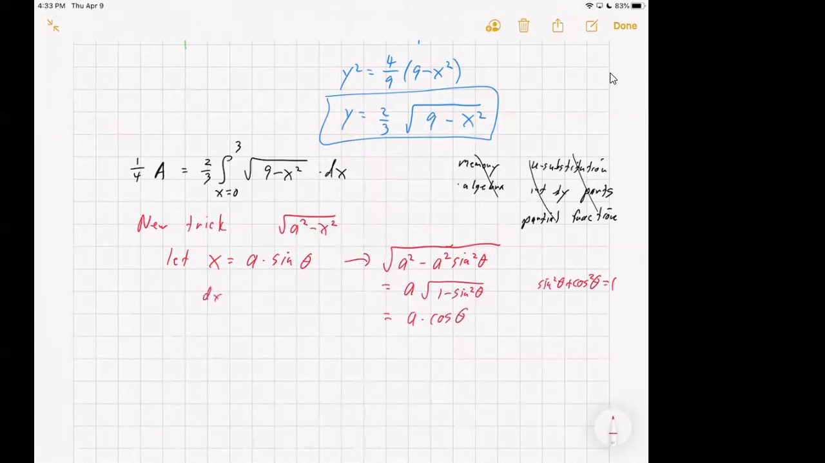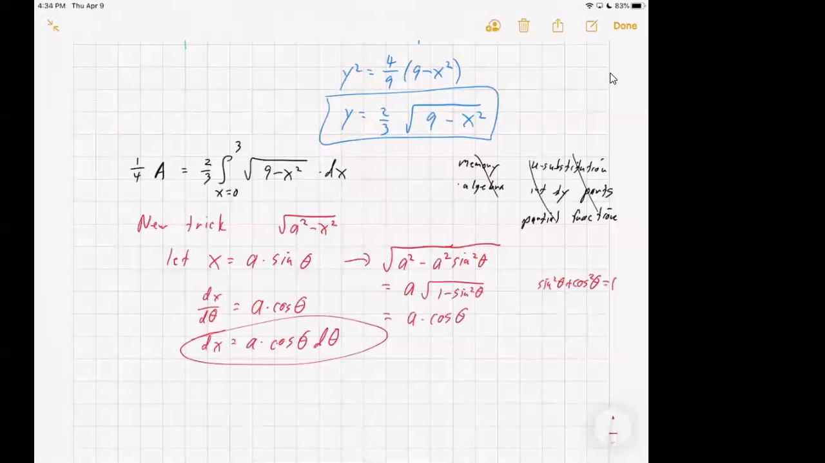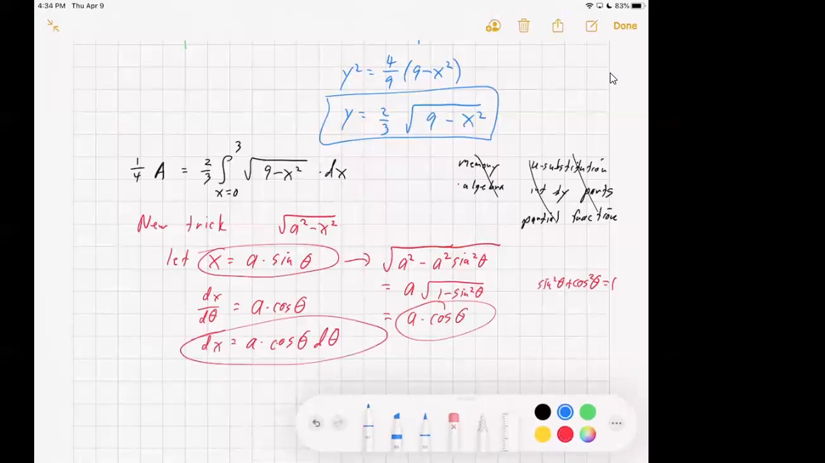Likewise, dx d theta will be a times the cosine of theta, so you can say dx is equal to a times cosine theta d theta. So we can rewrite the whole integral in terms of what dx is and what x is, and things will simplify down as we do that. For this particular problem, the a value is 3. A squared equals 9. So for this particular problem, let me do this in blue.